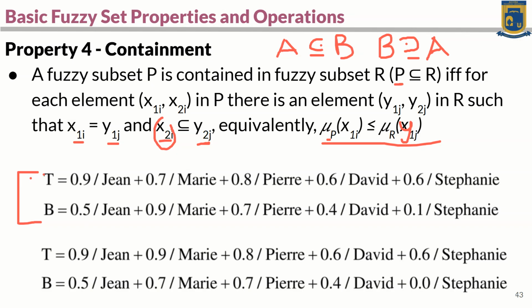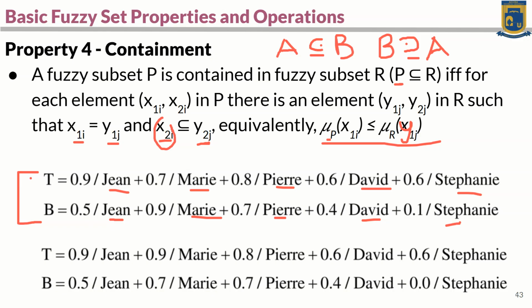So we are talking about containment over here. When talking about containment, that means you can have one set in another one, and I use the word subset. We define it here that when talking about containment, the members have to be the same. So the member in X1I is supposed to be equal to the member Y1J. As you can see, the members are the same throughout. So the first rule is satisfied.